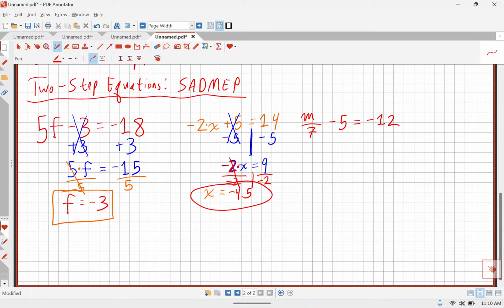Now that's a one-step equation, right? How do I get rid of that divide by? Negative 7 over here, right? Oh, nope, just on this side. There you go. Because negative 5 plus 5 is 0, and anything plus 0 is itself. Those are gone. That leaves just M over 7 equals negative 7.